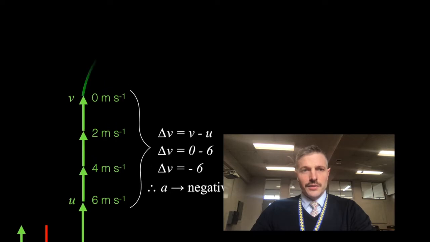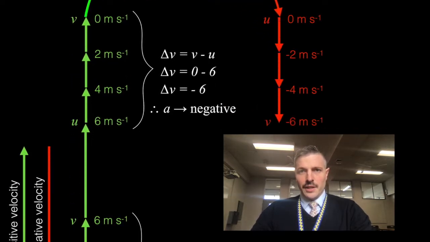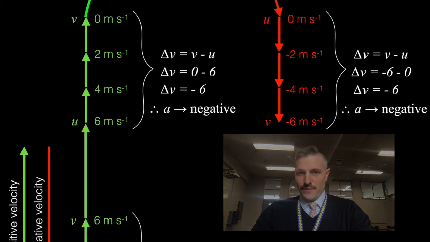As I now just turn around and accelerate in the opposite direction, we're going to start with an initial velocity of 0 and end with a final velocity of minus 6. So my change in velocity now is minus 6 minus 0, giving me a change in velocity of negative 6, therefore an acceleration that is negative.